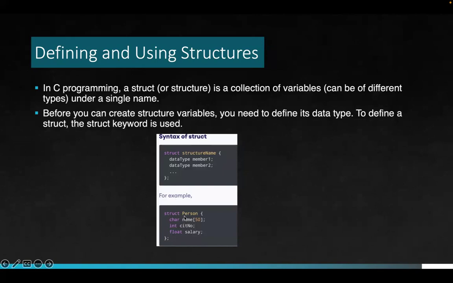Now, for example, I have created a struct. The structure name is person. What are the variables inside it? Data type char for his name, size of it is 50. It's an array of 50. His name is a character array. Now, int city number, float salary. What is his salary? So these three will be different parameters or different variables that hold for a particular structure named person.